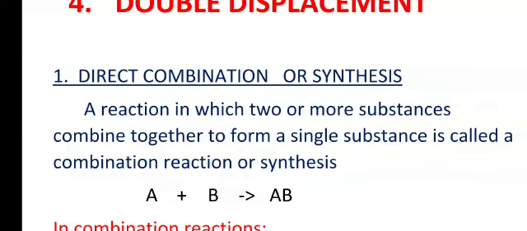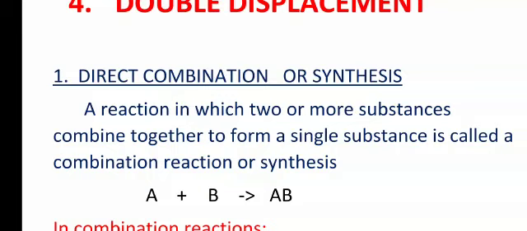Direct combination or synthesis is a reaction in which two or more substances combine together to form a single substance. It is called a combination reaction or synthesis. Combination means combining together. Think about a marriage function. Two persons from different families join together and start living in a single house. We can simply compare a combination reaction or synthesis with marriage. In the symbolic representation I gave you under the definition, A plus B gives AB. I think in that representation things are very clear for you.